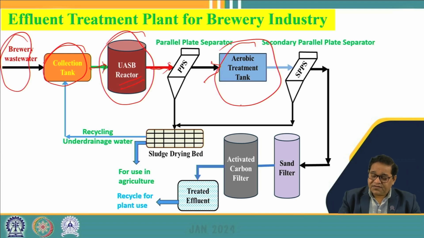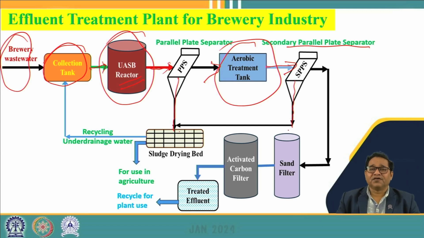After this, as it is a suspended growth system, a lot of biomass is generated, so secondary parallel plate separator units are also provided after the aerobic treatment, to remove the sludge that is generated from the two processes. Then this sludge is taken for sludge treatment and its disposal. Mostly it goes to the sludge drying bed, because the sludge that is generated is good in settleability.